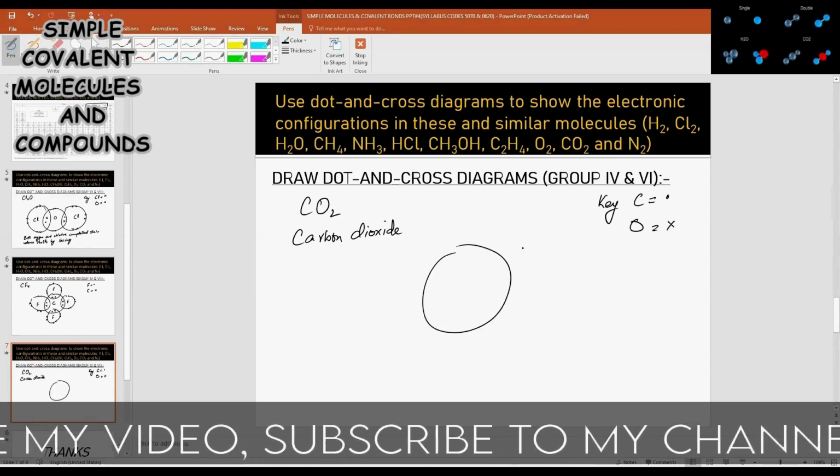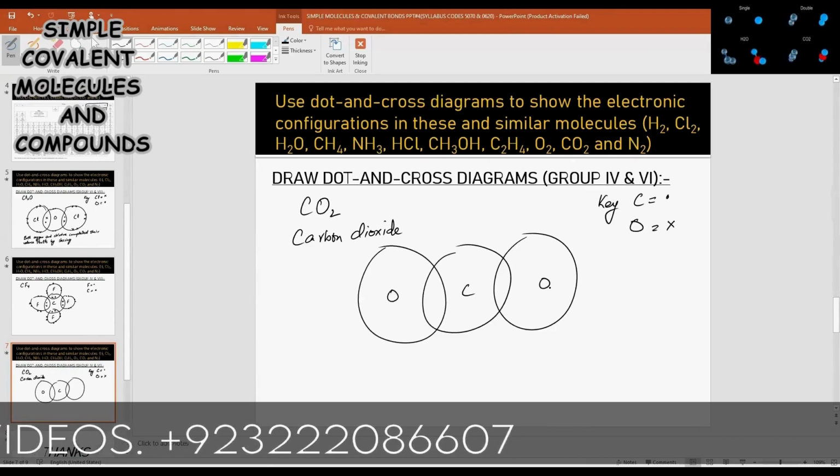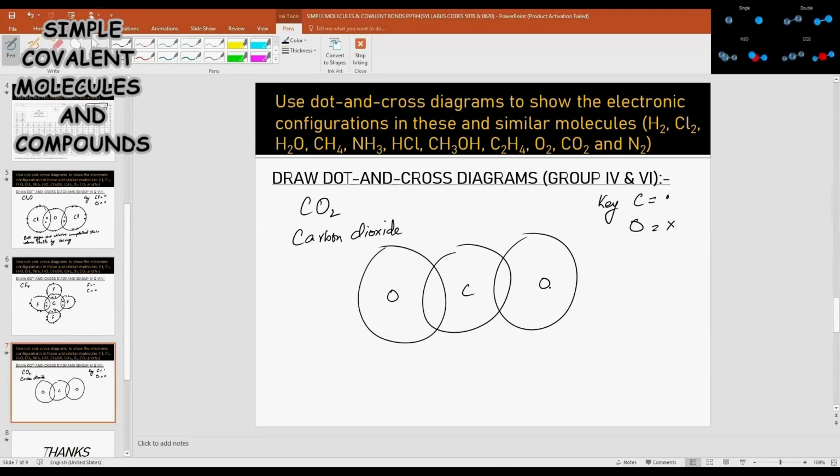Here we have carbon in the center and 2 oxygen atoms on the right and left side, O, C, O. First of all, show valence electrons of carbon. There will be 2 oxygen atoms. Carbon atom will offer 2 electrons to each oxygen atom. 1, 2, 3, 4. Now let's place valence electrons of oxygen. It's in group 6, which means it has 6 valence electrons. 1, 2, 3, 4, 5, 6. Let's do this for this one. 1, 2, 3, 4, 5, 6.